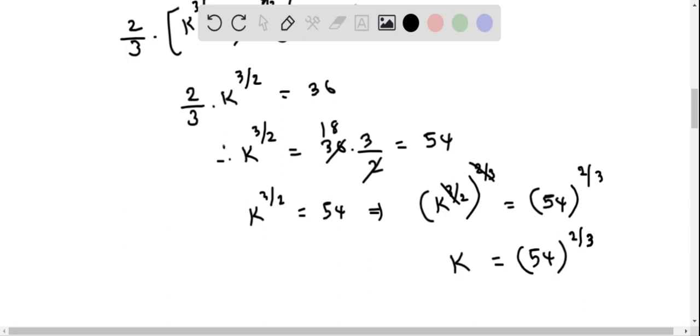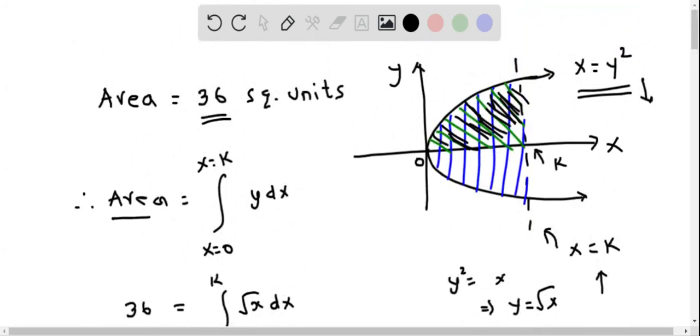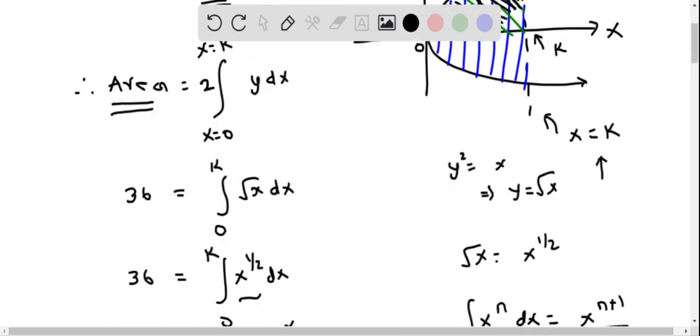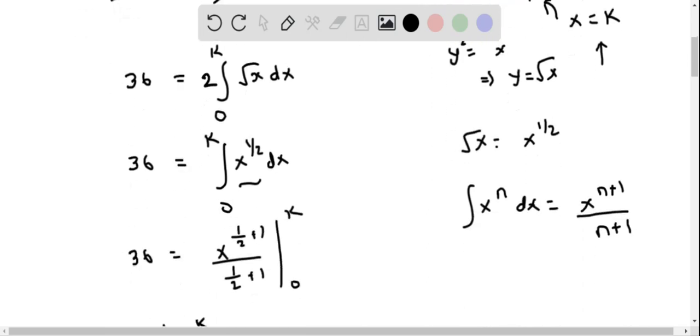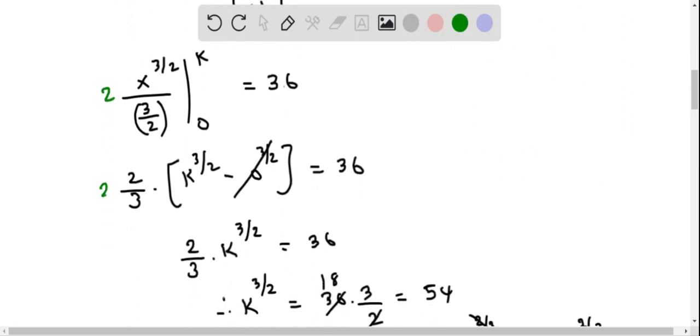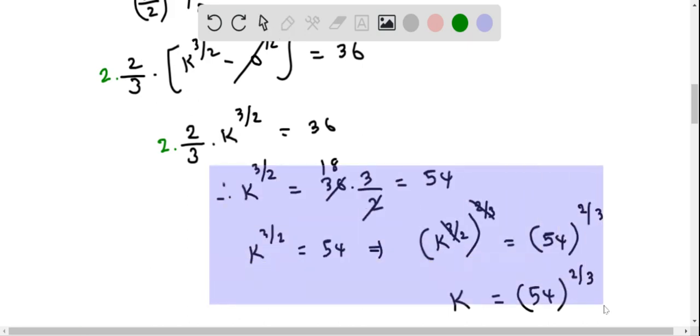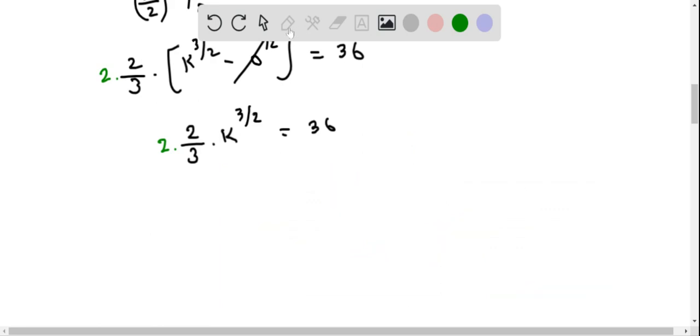Okay, I just observed that I forgot to put a 2 here, because this area is basically twice this area, since it is symmetrical about the x-axis. So we have to put 2 in front here, and the equation will be multiplied by 2. So maybe we can redo from here. I'm going to redo from here.